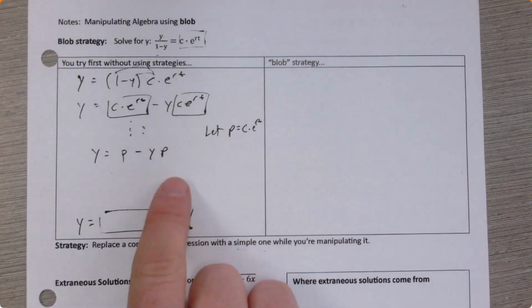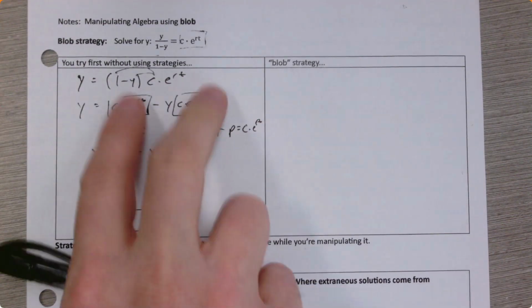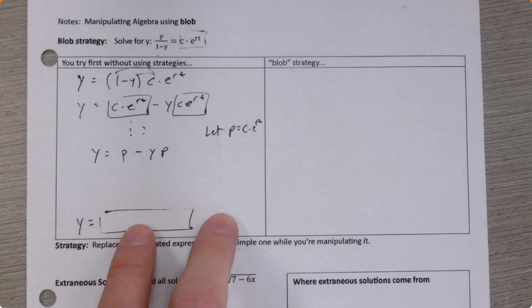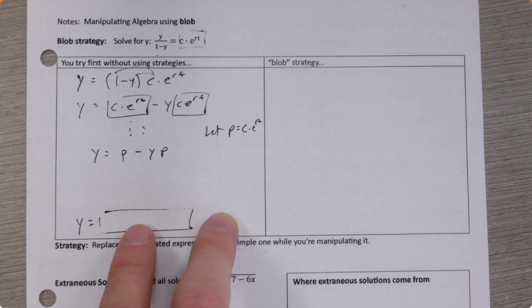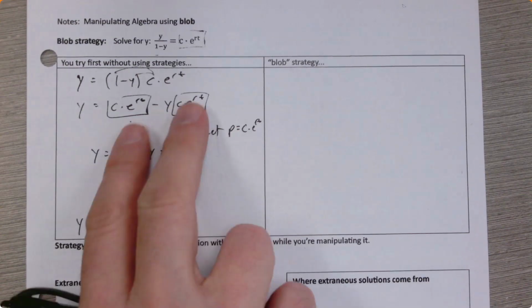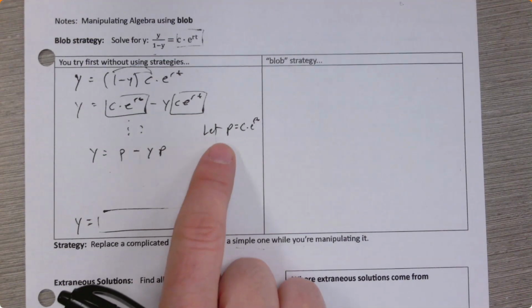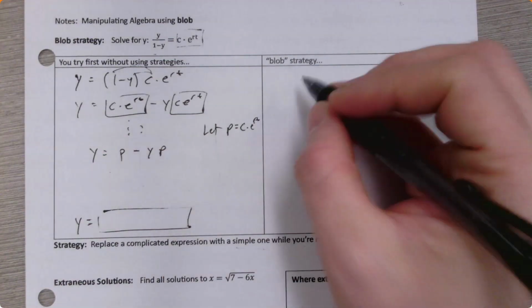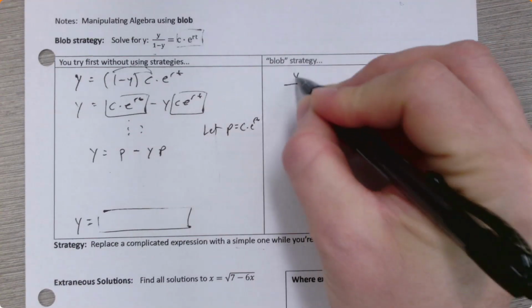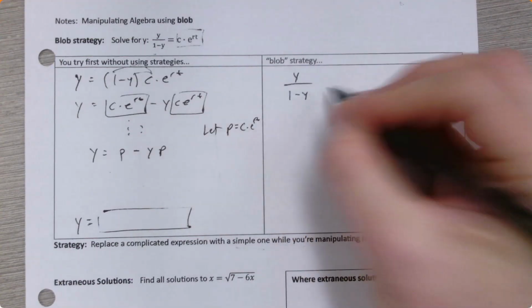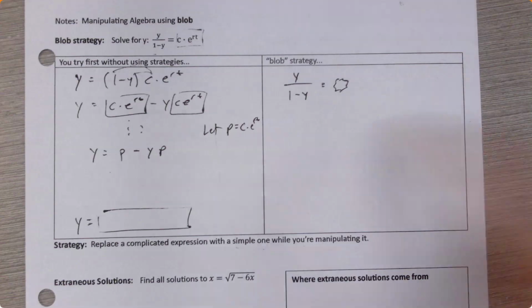This is great for formal work, so if you were going to submit this in a paper for somebody else. But if you're just doing algebra for yourself, you just want to not lose track of what you're doing and get to the end, I don't think there's any real reason to name it with the letter p. You can just use blob. So here's what blob looks like. y equals 1 minus y times blob. And blob is just that c times e to the rt.